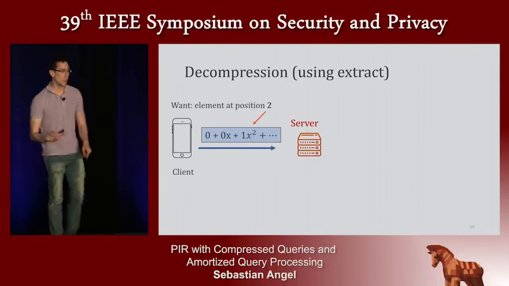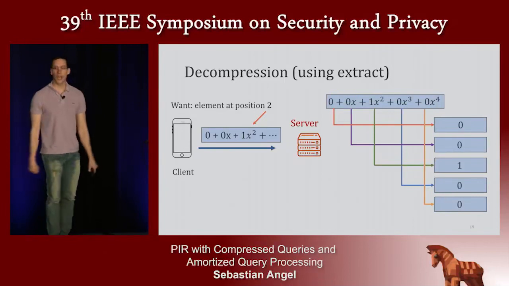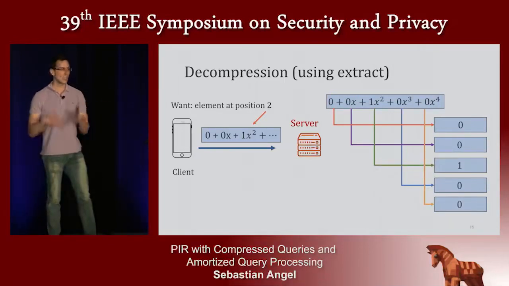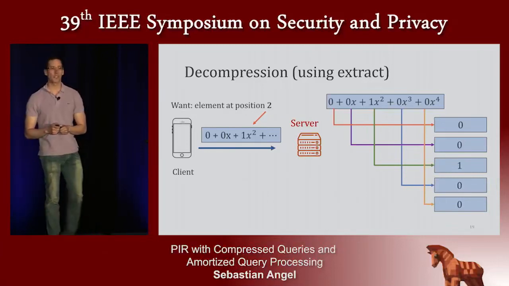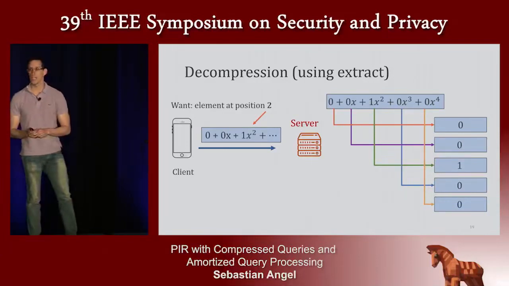Now the server is going to receive the ciphertext, and what it will do is call extract on it. And if you notice, by extracting all of these coefficients, the server was able to reconstruct the query vector that the client would have generated in the first place. And then the server can proceed with the rest of the PIR protocol as before.